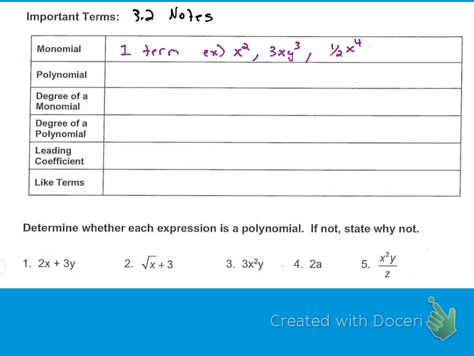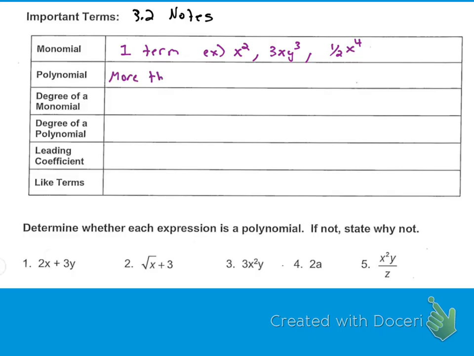It's one term. Any variables would be together by multiplication. You cannot have, if you have a variable in the denominator, it is not a monomial. We'll go over that in a little bit. Can't have negative exponents.